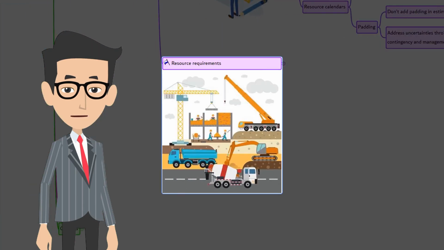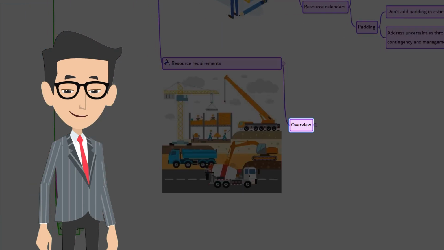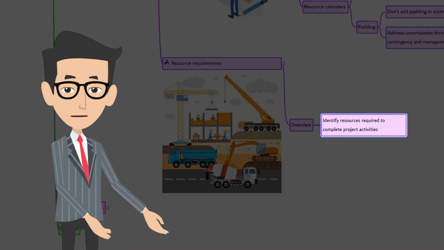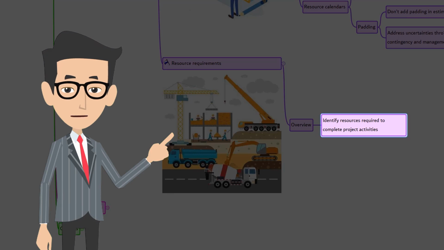The next one is resource requirements. Let's start with the overview. Resource requirements is all about identifying the type and quantities of resources required to complete the project activities. This includes human resources, material, equipment, supplies, and other resources. This is typically done at work package level. Upon identifying the resource requirements for each work package, all the work packages are aggregated together to determine estimated resources for the project as a whole.